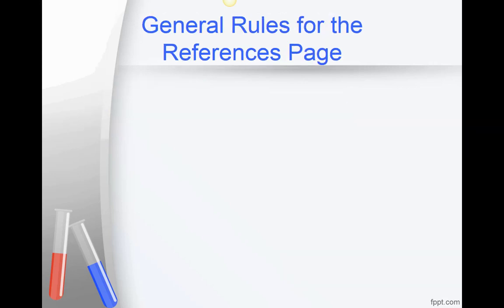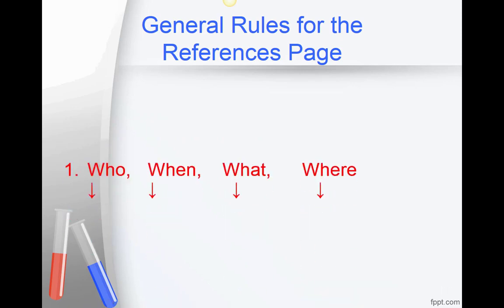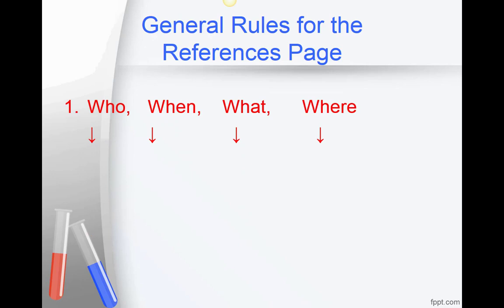General rules for references pages, and this applies for all types of citations and references. Usually, the citation style wants to know who, when, what, where. Or in other words, who wrote it, when was it published, what's the title, and if you're using an internet source, where is it located? So what's the URL of the website, or what database did you get it from? And if there is a DOI, or Digital Object Identifier, you want to include that as well.